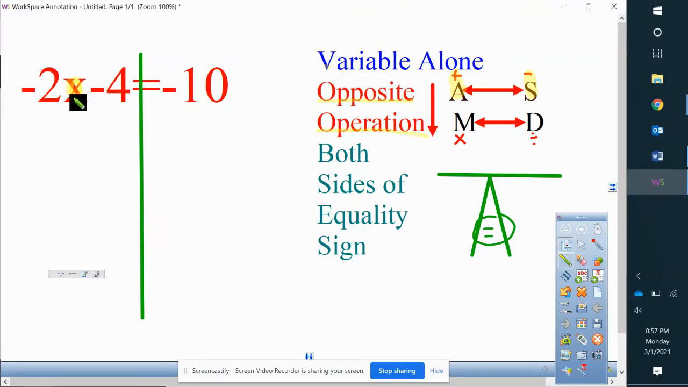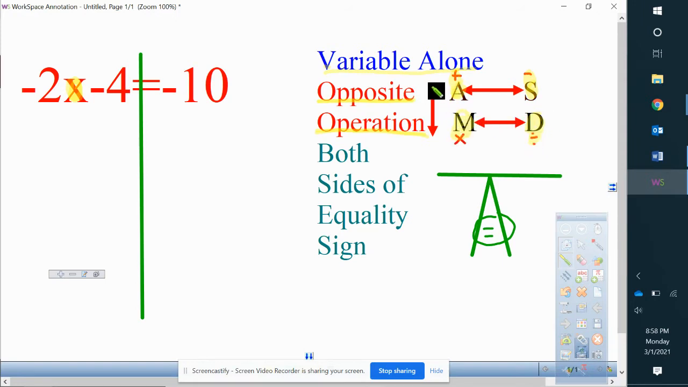I'm going to get my variable alone. In order to get the variable alone, I'm going to do the opposite operation. And the opposite of addition is subtraction. And the opposite of multiply is to divide, and vice versa.